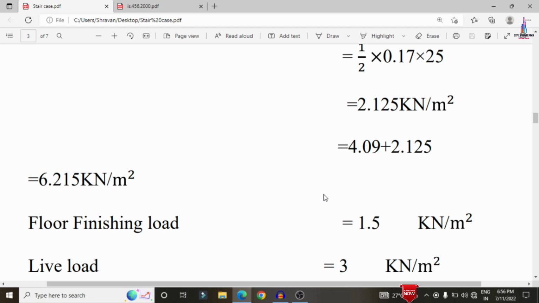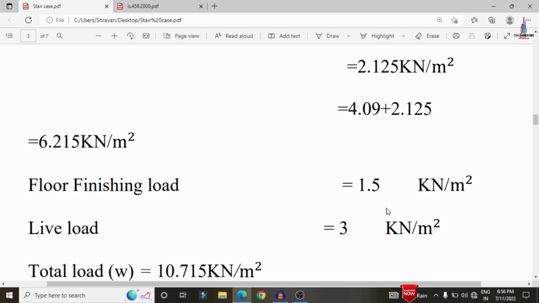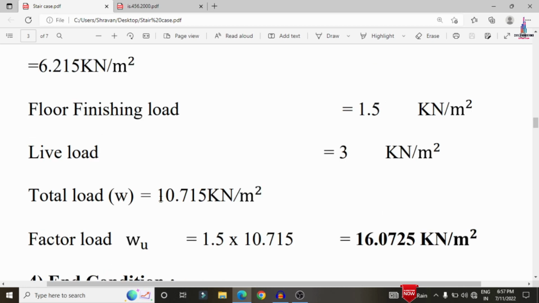Now the floor finishing weight, let us consider it as 1.5 kilonewton per meter square. Again the live load we consider as 3 kilonewton per meter square. You can assume these two values according to your consideration. For example, I am just considering these two types of loads here. So the total load will be the summation of the dead load of the slab plus floor finishing load plus live load, which is 6.215 plus 1.5 plus 3, which comes to 10.715 kilonewton per meter square.